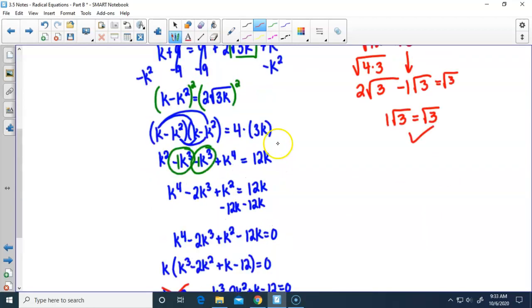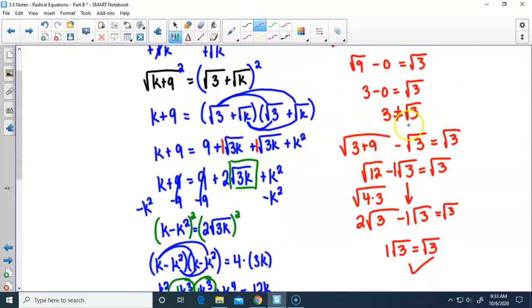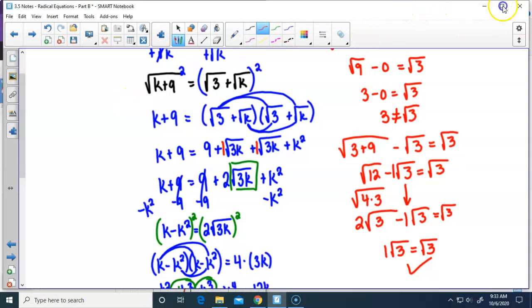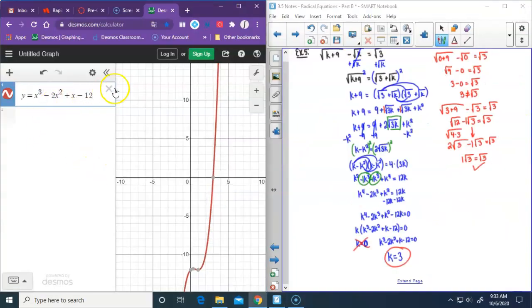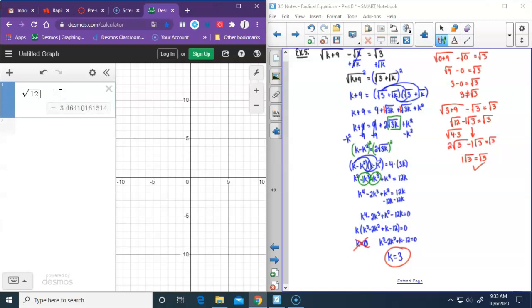If it's throwing you off a little bit dealing with this, you could always go over to the calculator again. If you go over here to the calculator and you type in square root of 12 minus the square root of 3, it's going to give you this value. If you just type in square root of 3, it gives you that same value, so you know that this is correct. So k equals 3 would be our answer for this problem.